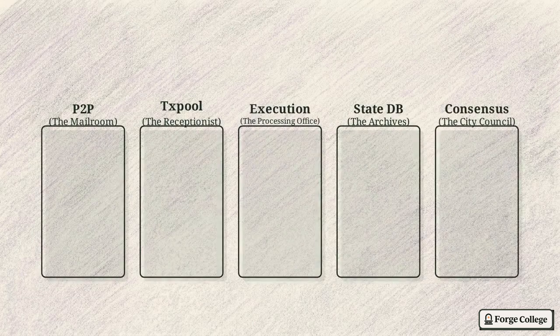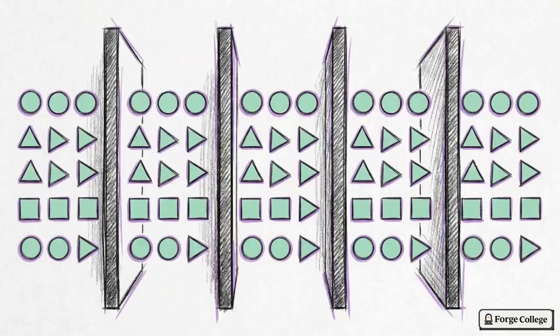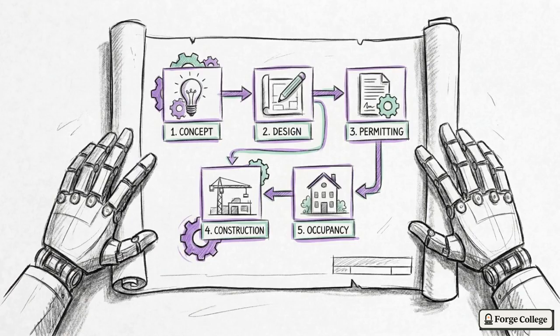Let's zoom out and look at the entire architectural map. We have a clear 5-part journey, from the chaotic P2P mailroom, through the TX pool receptionist, up to the execution office, saved in the state archives, and finalized by the consensus council. Decentralization relies entirely on these strict, distinct boundaries to create a verifiable, step-by-step sequence. Hold on to this specific blueprint.